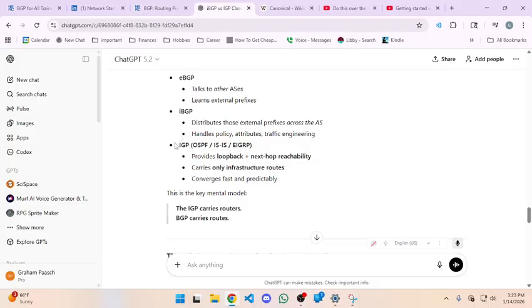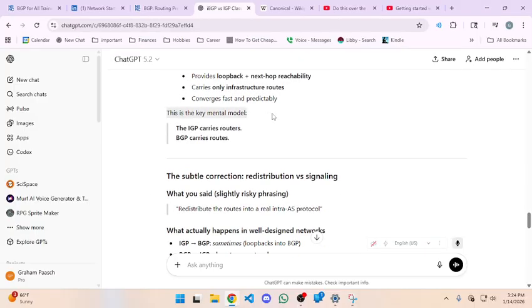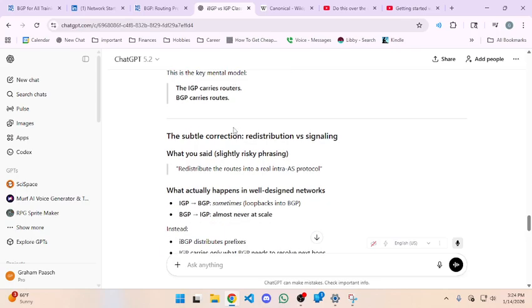I agree with that. So the IGP provides the loopback and next hop reachability, carries only infrastructure routes, and converges fast and predictably. This is the key mental model. The IGP carries routers, the BGP carries routes. Okay, that's interesting.